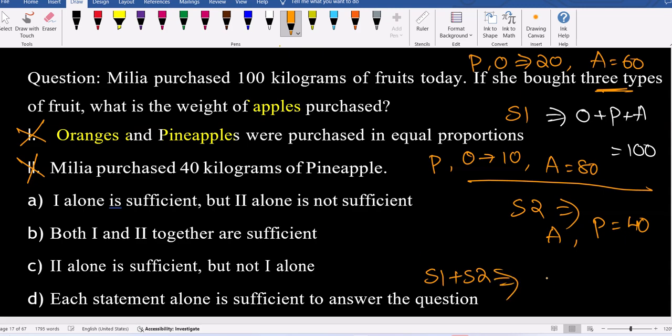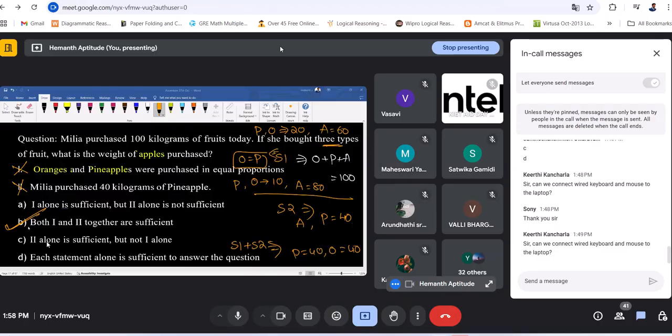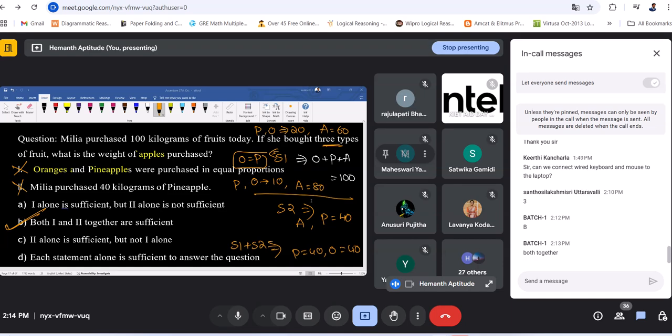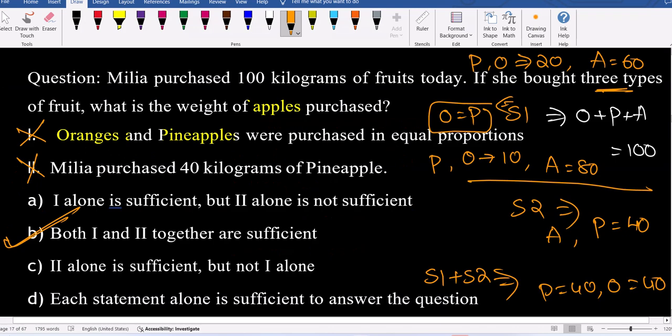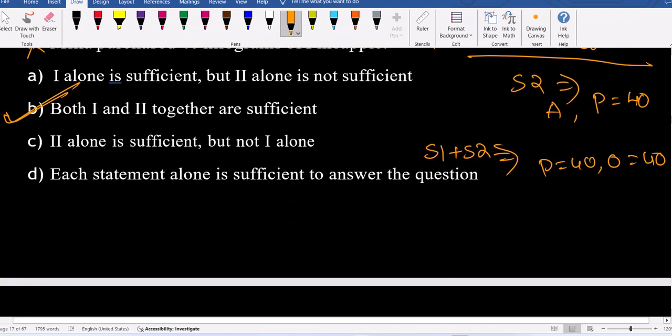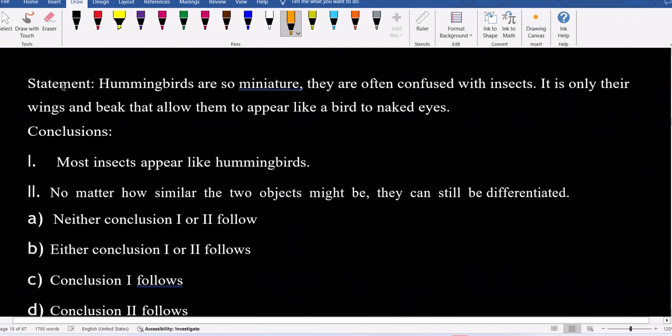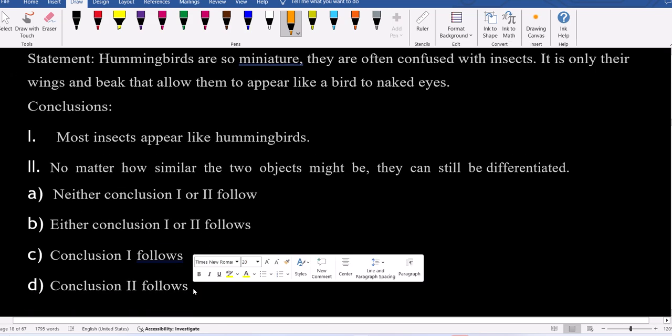Together, yes. They said pineapple is 40 and orange must also be equal. Orange and pineapple both must be equal. So orange is also 40, then apple will be 20. Both statements put together you can answer. Put together. Good. Now see this. What's your conclusion?